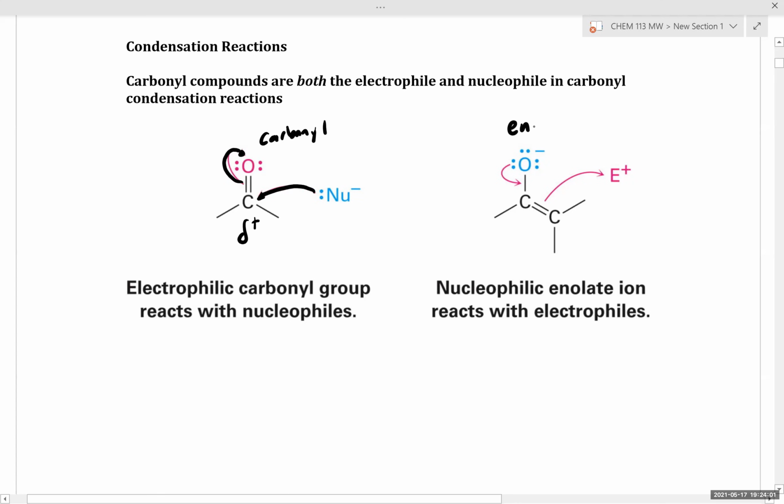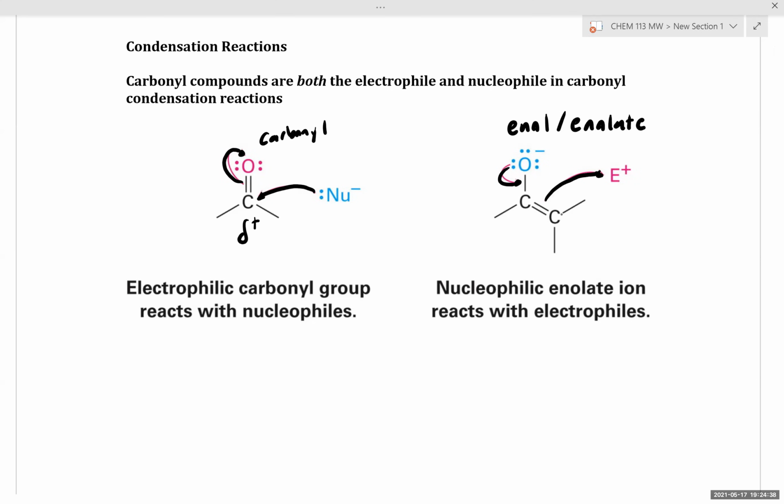In comparison, your enol, or in this case, your enolate, is no longer as electrophilic. When you deprotonate the alpha position of a carbonyl and you generate an enolate, this enolate is functionally nucleophilic and it can react with electrophiles as a carbon-centered nucleophile. So the carbonyl is an electrophilic functional group. And when you deprotonate the alpha position, you generate an enolate, which is nucleophilic at carbon.